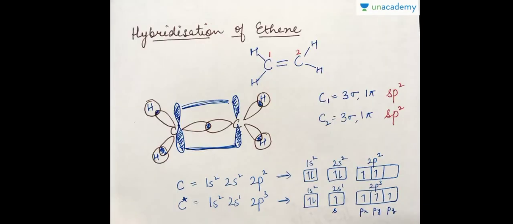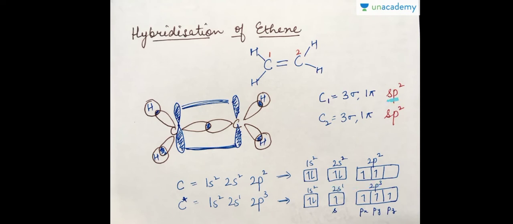When talking of the hybridization of ethene, ethene has a double bond between the carbon atoms. Since it has a double bond, one of these bonds would be a sigma bond and the other would be a pi bond. One of the p electrons would be involved in the formation of a pi bond by the overlapping of the p orbitals, whereas the other three orbitals would combine together and form a hybridized orbital known as the sp2 hybridized orbital.